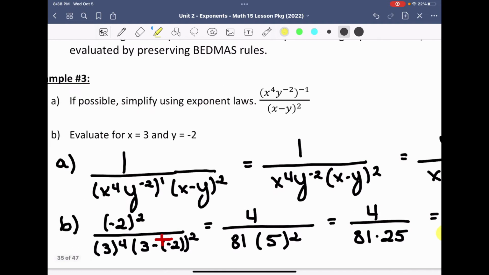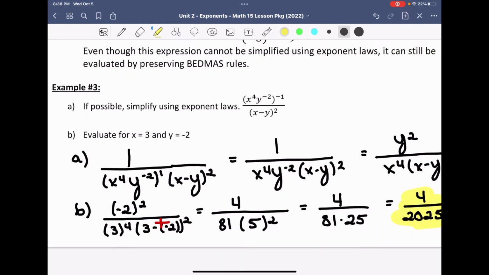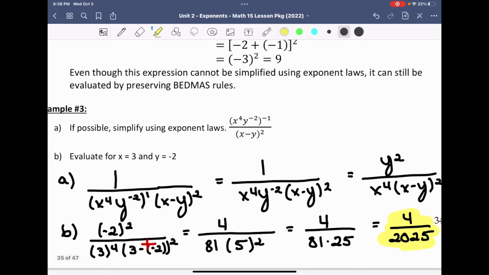So step 1 will always be simplify using exponent laws. Once you get your simplified solution in all terms of positive exponents, we can apply all our numbers in brackets and then simplify to get us a final solution.